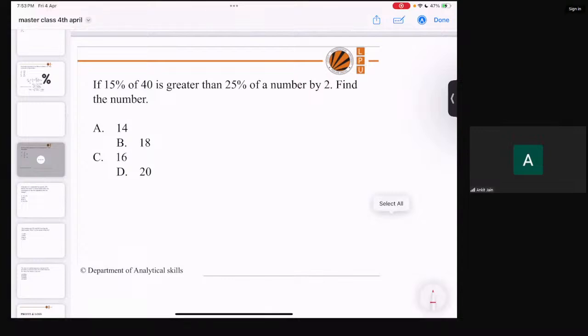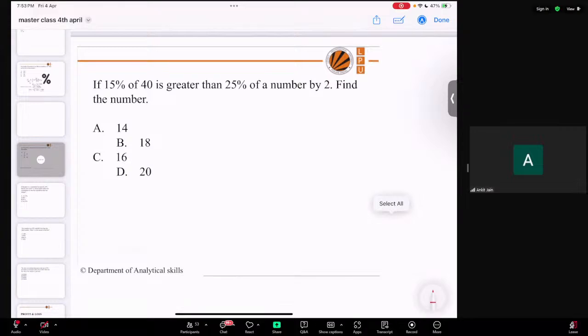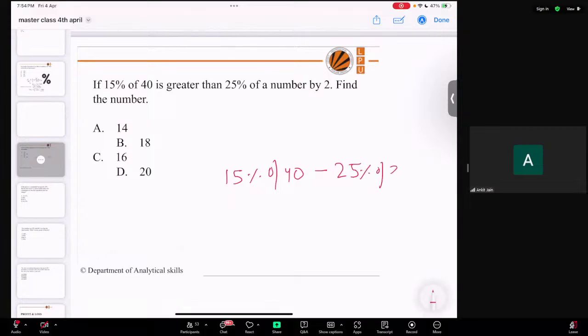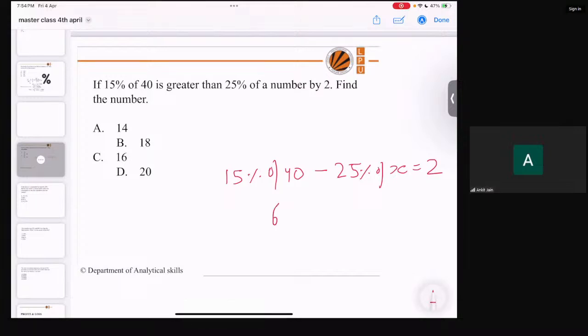Very good. Yes, 15% of 40. 15% of 40 is how much? 15% of 40 is greater than 25% of a number. 25% of a number. We assume the number is x. This is equal to 2. 15% of 40, 15 fours are 60. So 15% of 40 is 6.